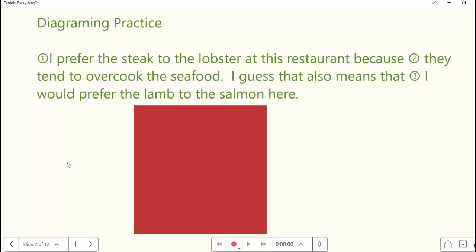So our argument says, 1, I prefer the steak to the lobster at this restaurant because 2, they tend to overcook the seafood. I guess that also means that 3, I would prefer the lamb to the salmon here. Let's go ahead and pause the video and try to diagram this.